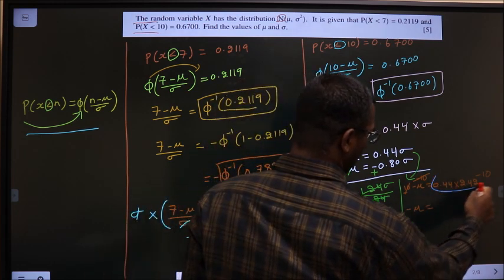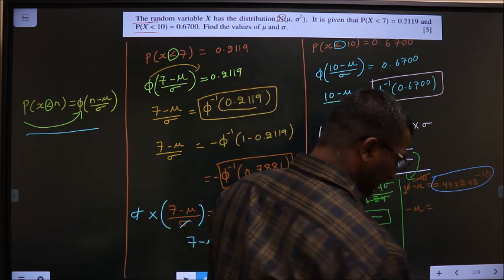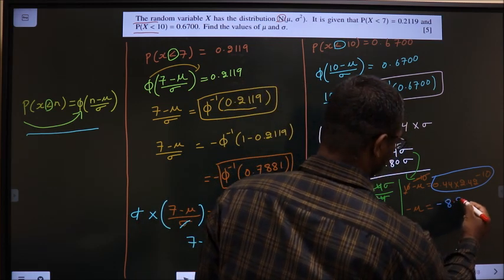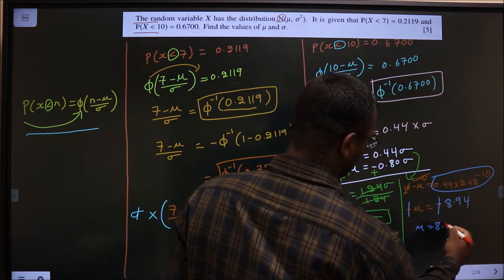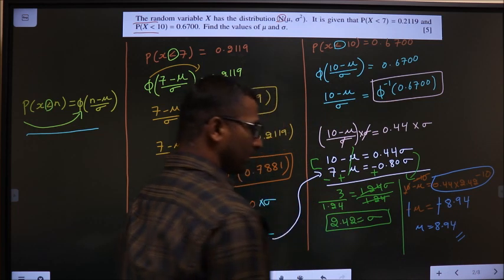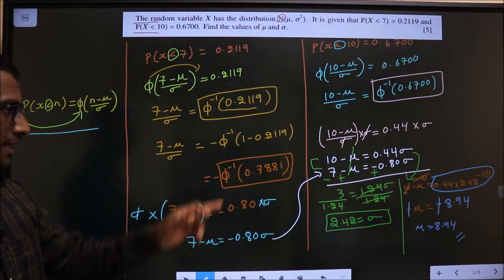Now you put all at once in the calculator. So you get the answer to be minus 8.94. Now cancel the negative on both sides, you get mu to be 8.94. Thus we have found mean and standard deviation. Is this clear?